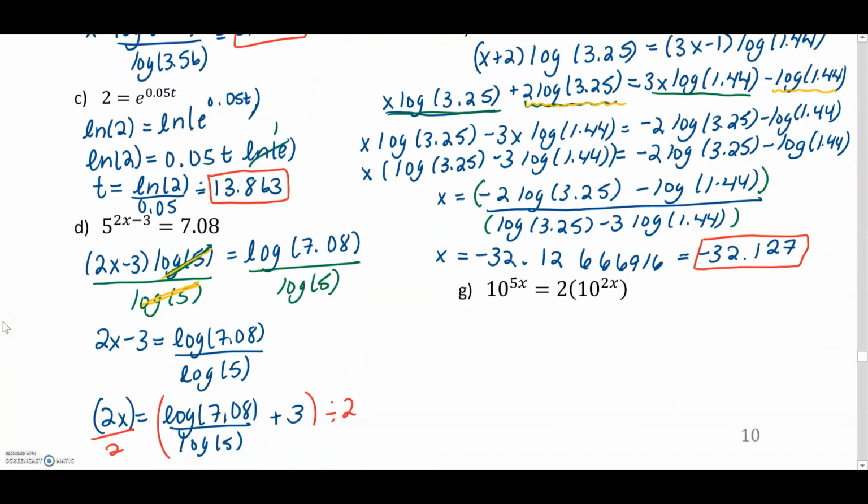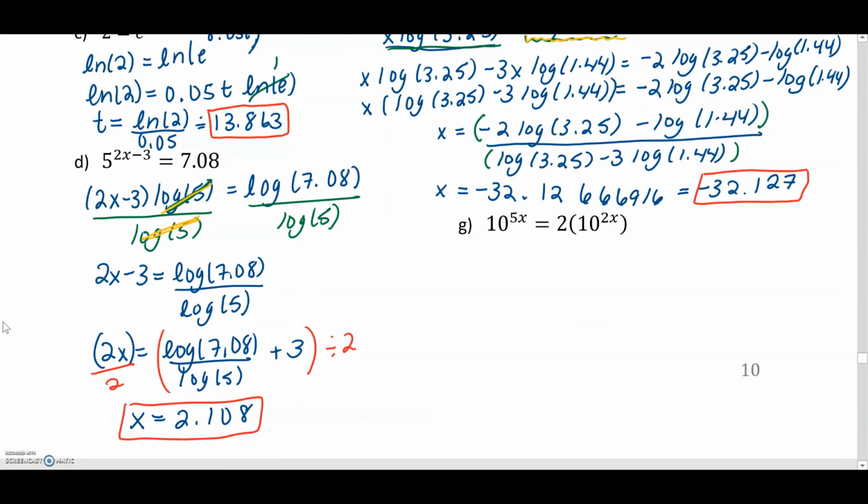Let's take a look at part G together. We have that 10 to the power of 5x is equal to 2 times 10 to the power of 2x. In part E, we had a coefficient like this 2 here, and we divided both sides of the equation by 2 before proceeding with taking the log of both sides. But in this problem, you're unable to do so, because if we divide by 2, it won't simplify to just be a constant on one side of the equation. We have exponential on both sides.